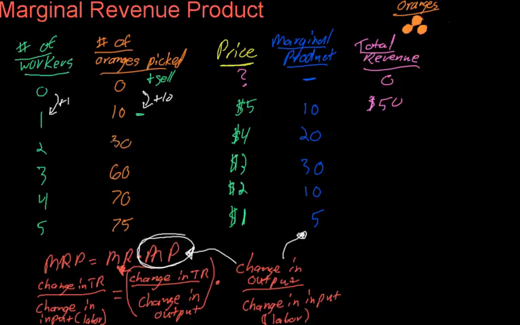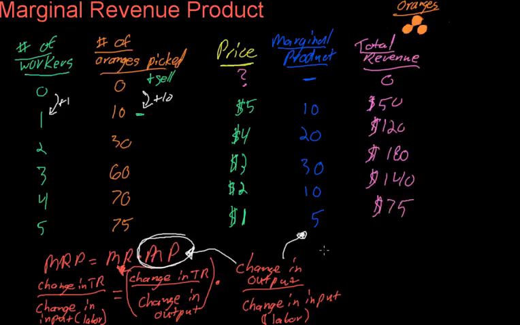30 oranges at $4 will be $120. 60 oranges at $3 will be $180. 70 oranges at $2 will be $140. And then 75 oranges at $1 will be $75.